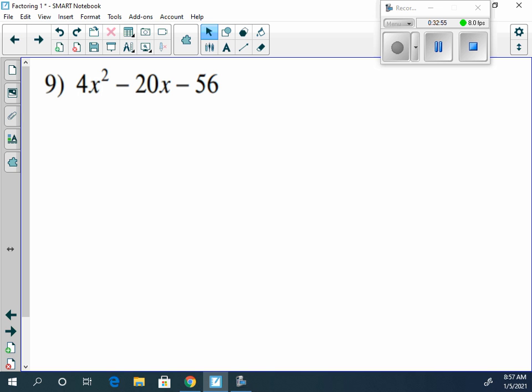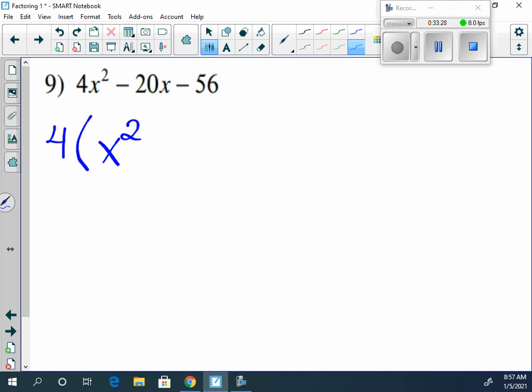So we have 4x squared minus 20x minus 56. So when we look at this here, is there a greatest common factor between all three terms? 4 will go into all three, so we can factor it out. When I factor 4 out of 4x squared, I'm left with what? x squared, because 4 divided by 4 would give me 1. So I'm just left with x squared.